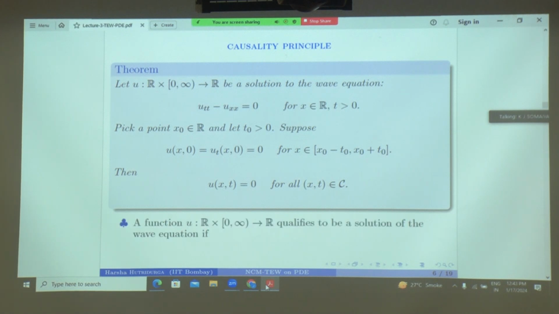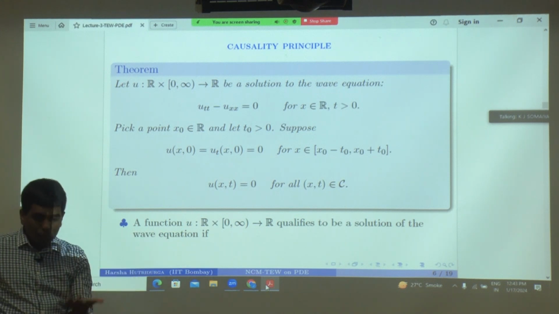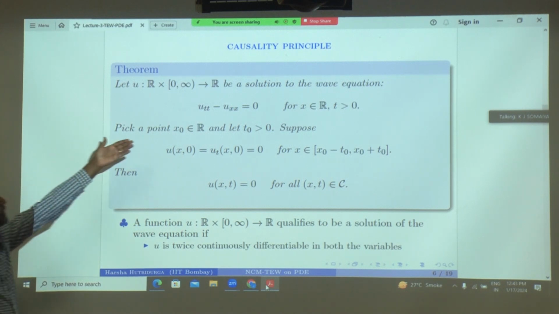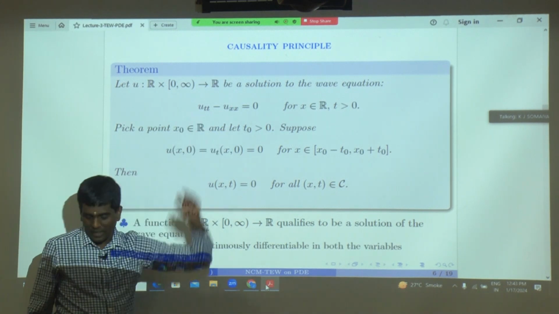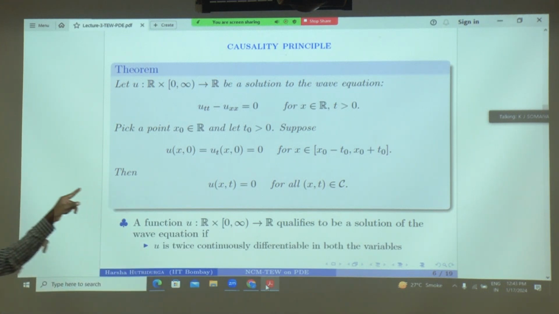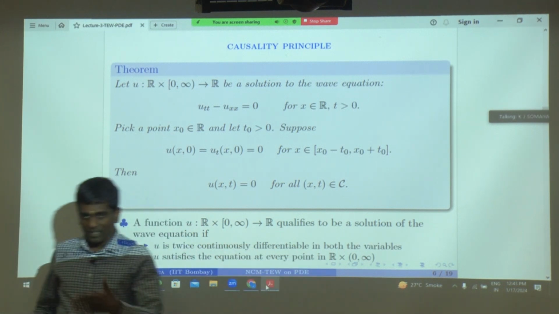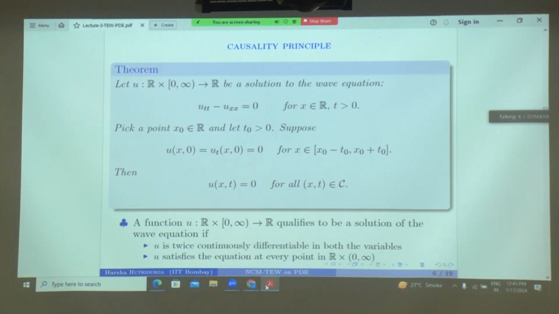So for us, whenever we say that a candidate u is a solution to the wave equation, we require it to be twice continuously differentiable, so that it makes sense. And that equation should be satisfied everywhere in R cross (0, infinity). So this is our notion of solutions. This is just to make precise what we are talking about.